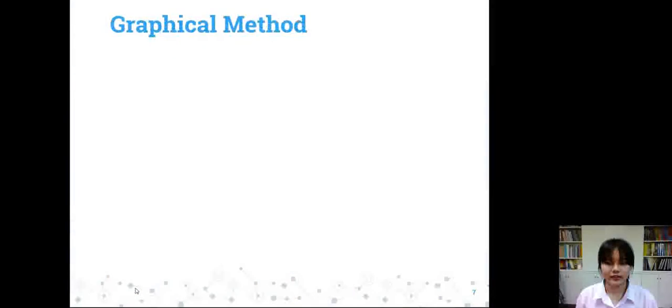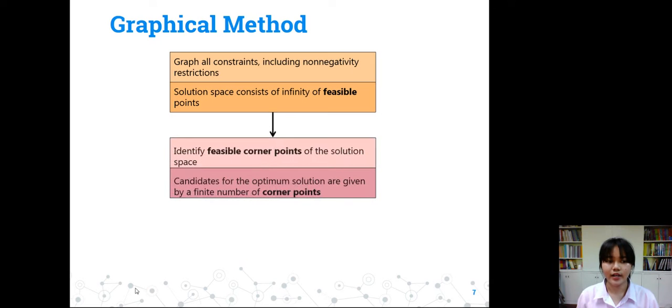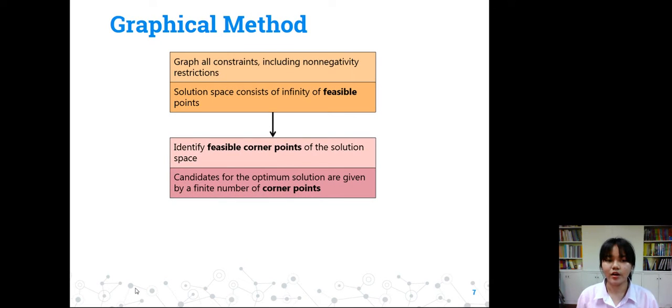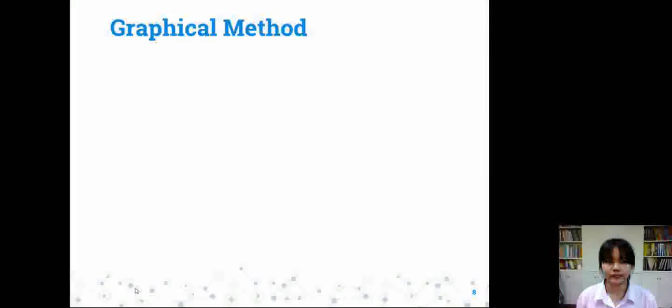First method is the graphical method. Graph the constraints including non-negative restriction. The solution space consists of an infinity of feasible points. Then identify feasible corner points of the solution space. Candidates for the optimum solution are given by a finite number of corner points. Last, use the objective function to determine the optimum corner point from among all the candidates.